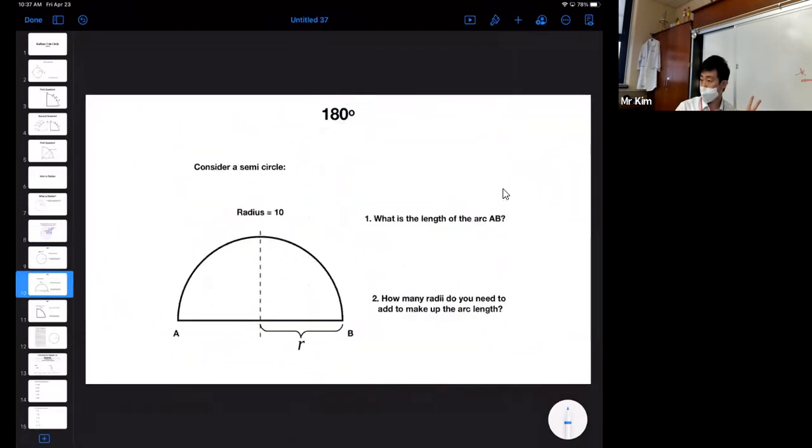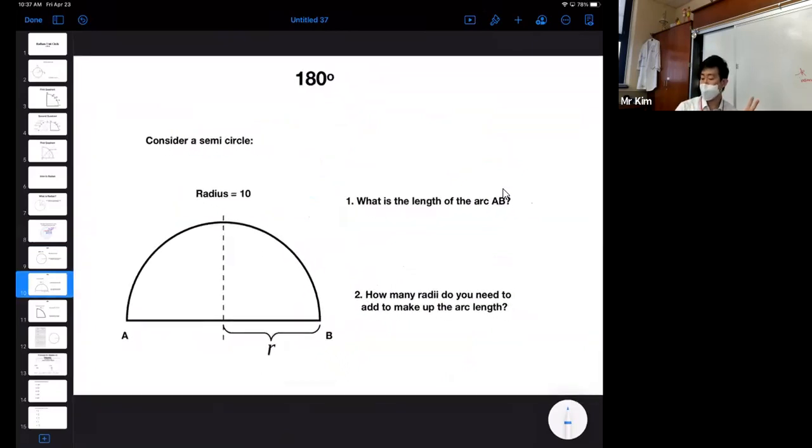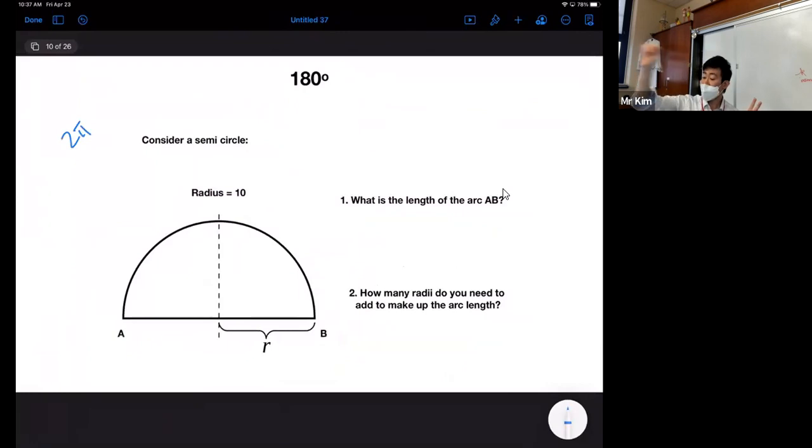2 pi in terms of radians, right? 2 pi radians, yes. So you need 2 pi radii to make a full circumference. So how about we take a semicircle? Can we just do the same 2 problems again?